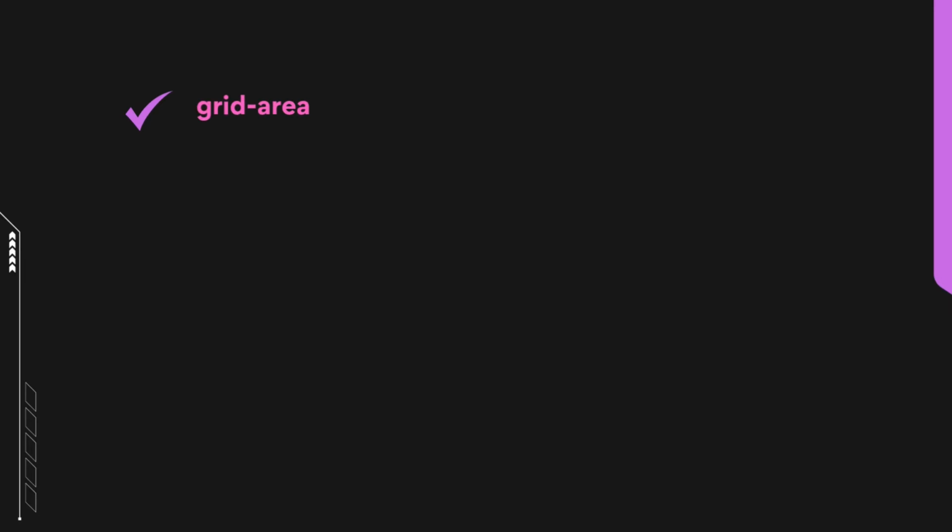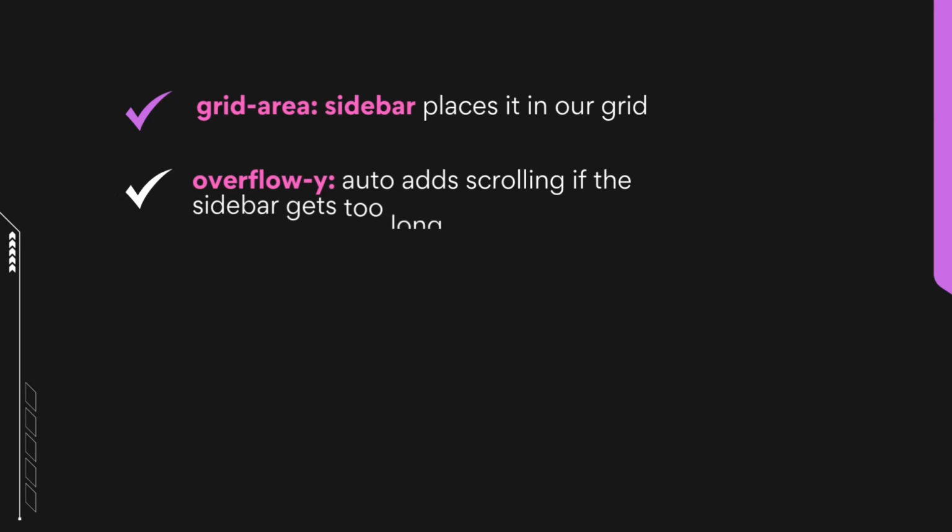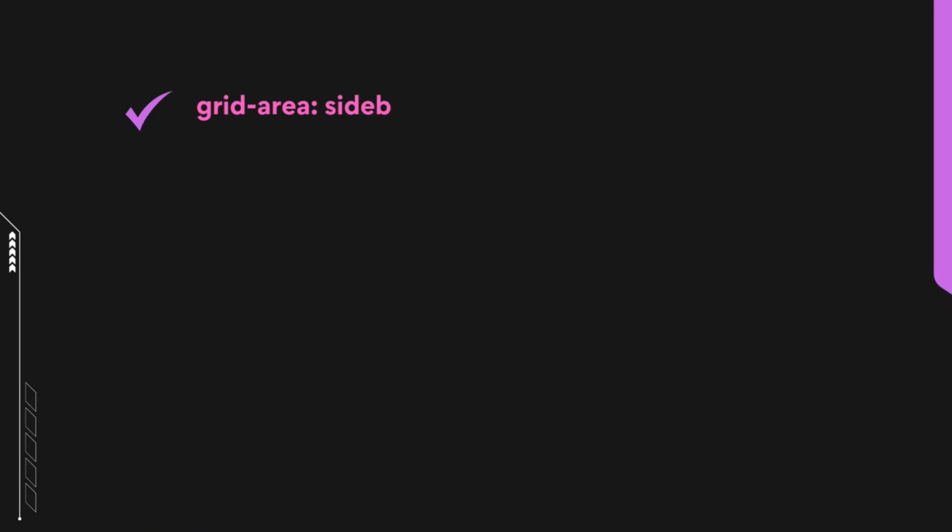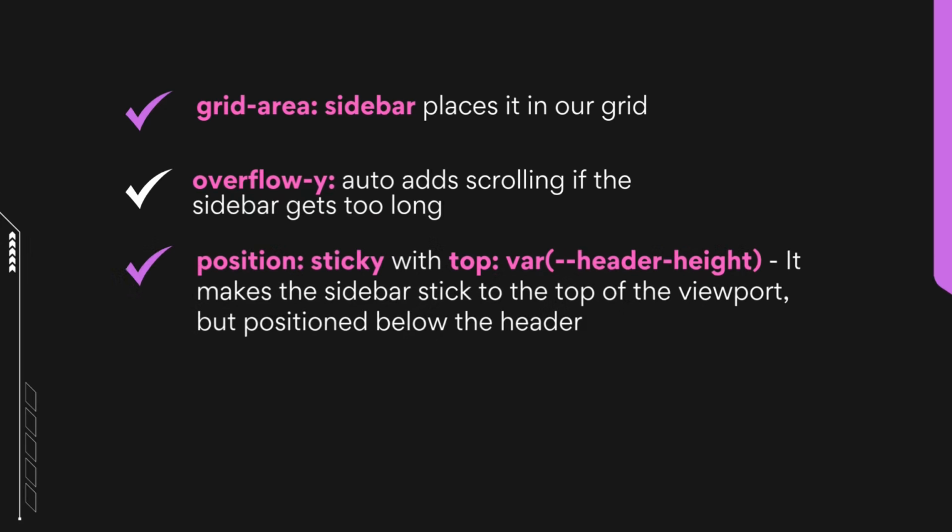Let me explain the key parts. Grid area, sidebar, places it in our grid. Overflow-y auto adds scrolling if the sidebar gets too long. Position sticky, with top var header height. This is important. It makes the sidebar stick to the top of the viewport, but positioned below the header.